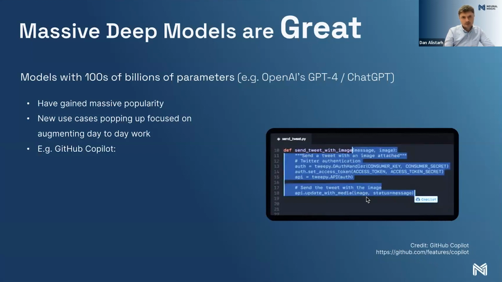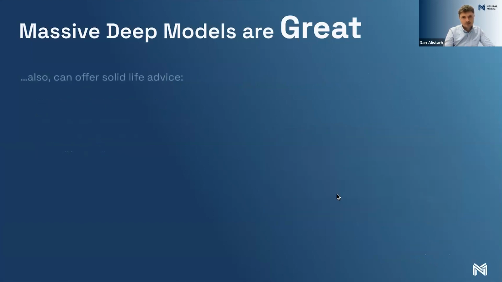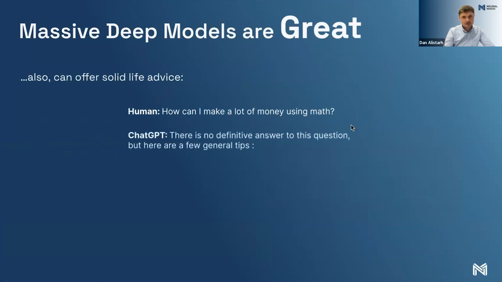The other thing, more in jest, that you can use them for is solid life advice, and this is an example that a mathematician friend of mine volunteered a couple of weeks ago. You can ask it, for instance, how can you say you're good at math and how can you actually make a lot of money using math? And then ChatGPT will give its usual, will punt a bit on the question, but still it will provide you with some strategies.